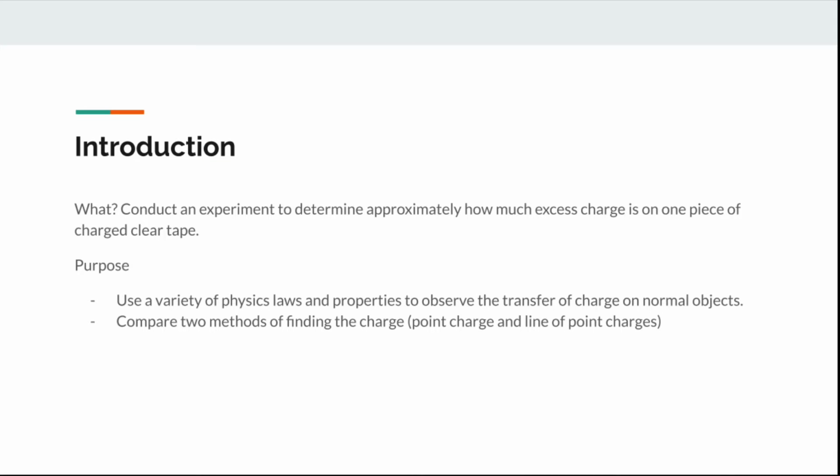So, what are we going to be doing today? Well, like the previous lab, we will conduct an experiment to determine how much excess charge is present on a piece of tape. We're doing this to use a variety of physics laws and properties we learned from class to observe the transfer of charge on normal objects. However, this time, we're going to be treating the tape as a line of point charges instead of a singular point charge. So, this time, we're going to be able to compare the two methods and figure out the differences and similarities between the two.